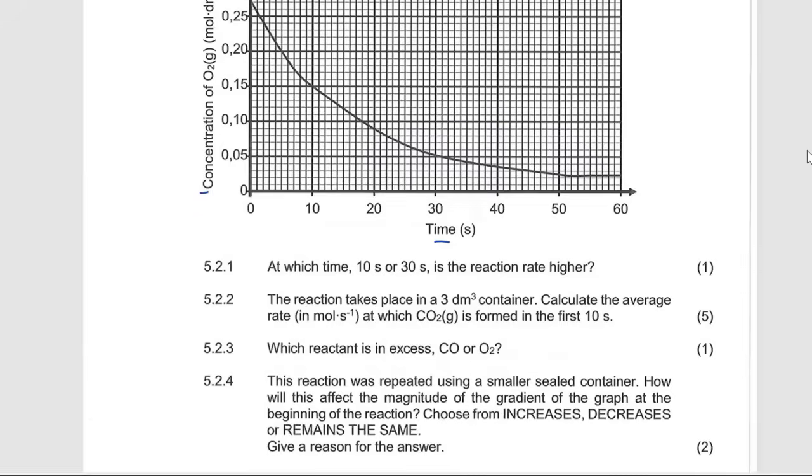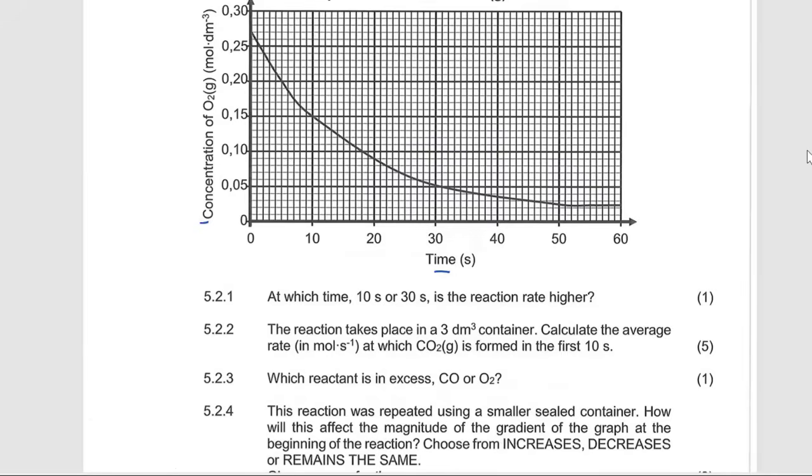Now they're asking at which time, 10 seconds or 30 seconds, is the reaction rate higher, right? We can look there at 10 versus our 20. In terms of this, we're going to say it's 10 seconds because we can look at the gradient of the line there. It's going to be higher there, right? The greater the gradient, the steeper the gradient, the higher the reaction rate. Generally, look at the amount of reactants that we're having. If we are still having more reactants there, the reaction rate is going to be faster.